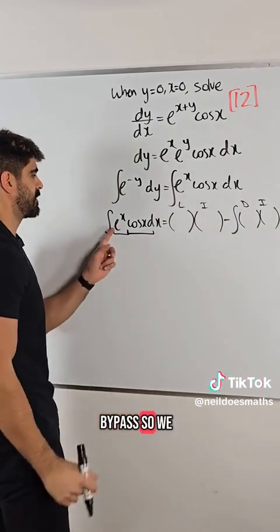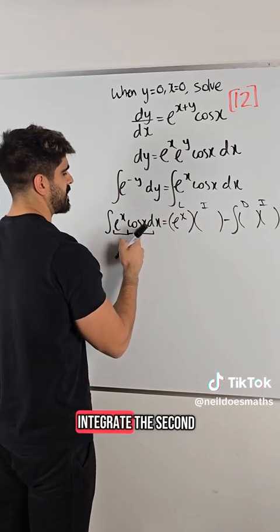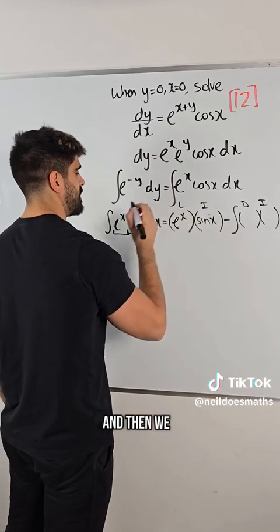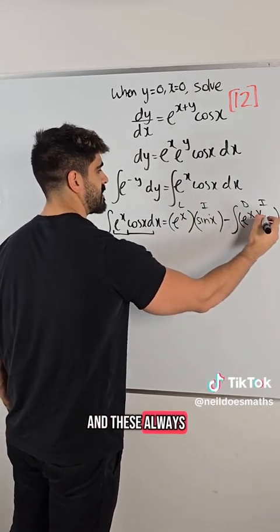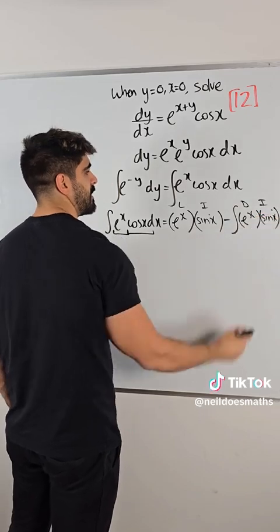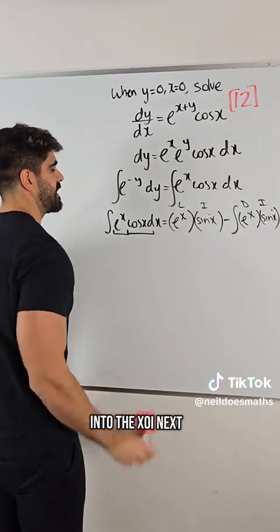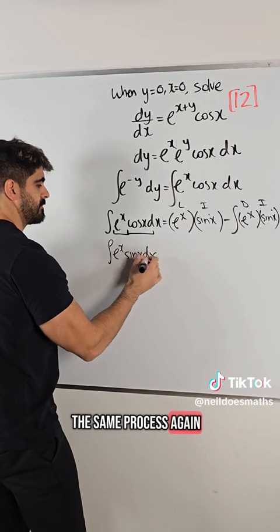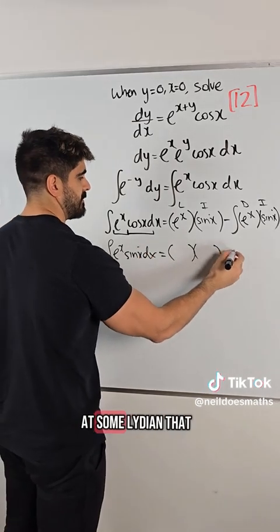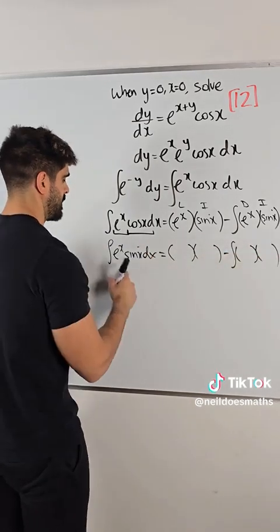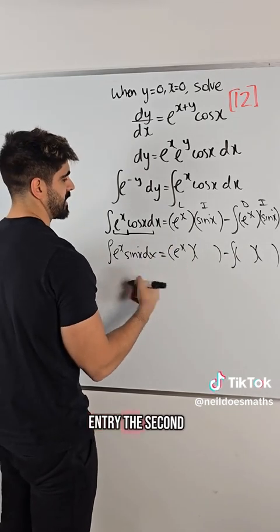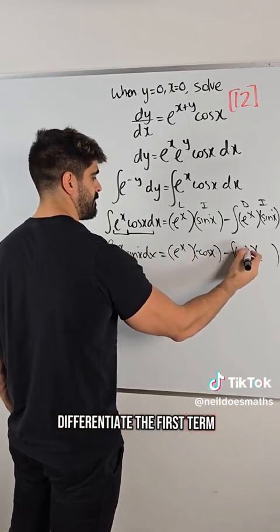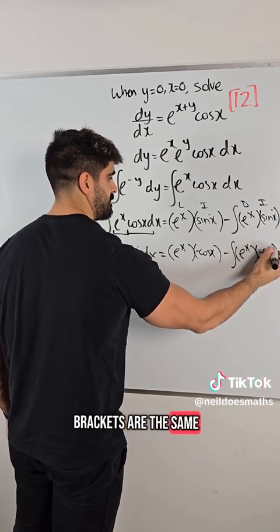By parts. So we leave the first term, integrate the second. So we think about what differentiates to cos is sine. And then we differentiate the first term, and these are always the same. So we have to integrate e to the x sine x. Unfortunately, we're going to have to do the same process again. So let's look at some LIATE in that. So we leave the first term, integrate the second. Now this is going to be minus cos x this time. And then we differentiate the first term. And then these two brackets are the same.